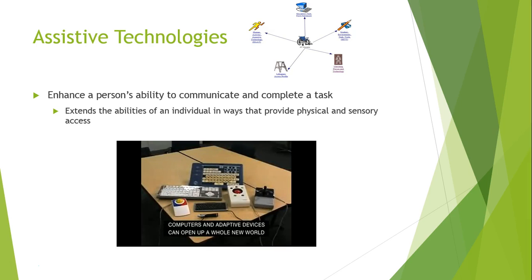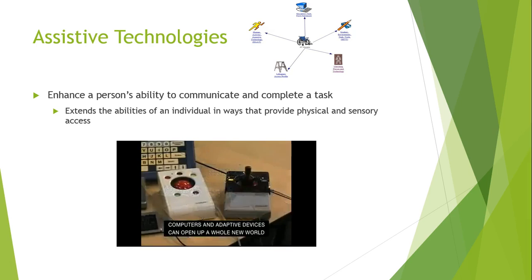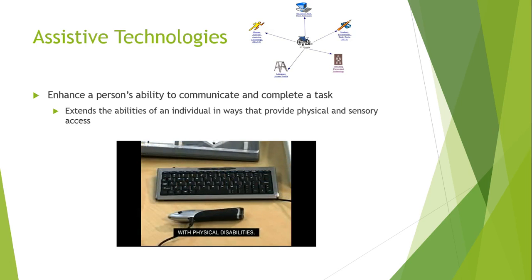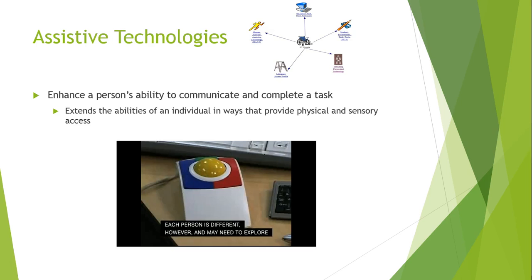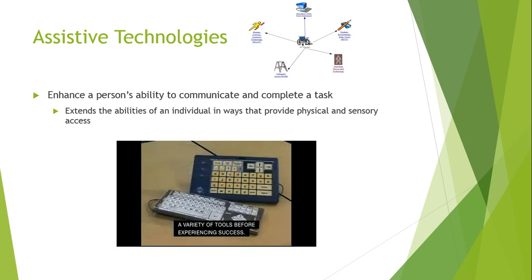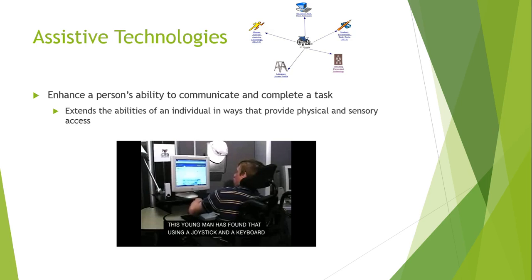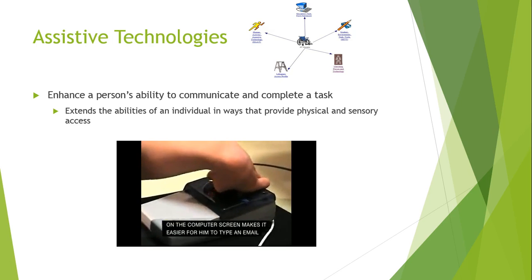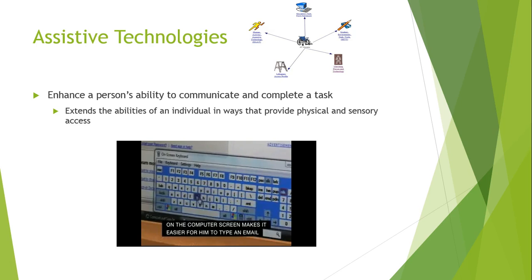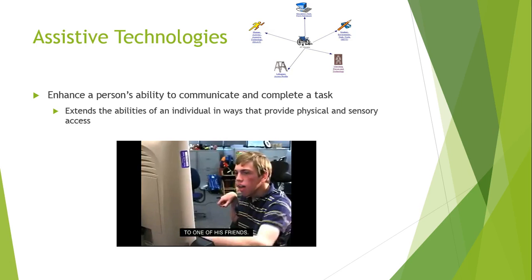Computers and adapted devices can open up a whole new world of work or social possibilities for people with physical disabilities. Each person is different, however, and may need to explore a variety of tools before experiencing success. This young man has found that using a joystick and a keyboard on the computer screen makes it easier for him to type an email to one of his friends.